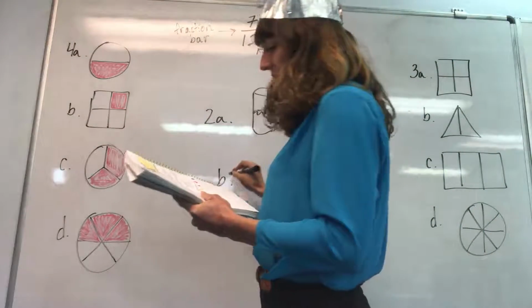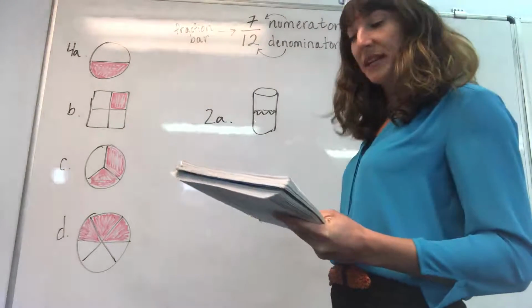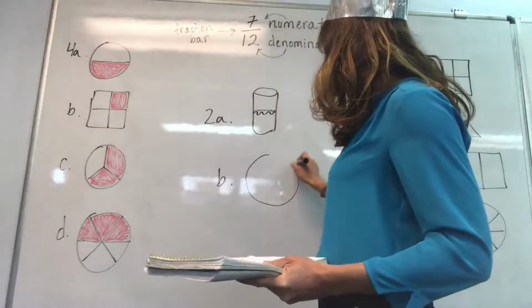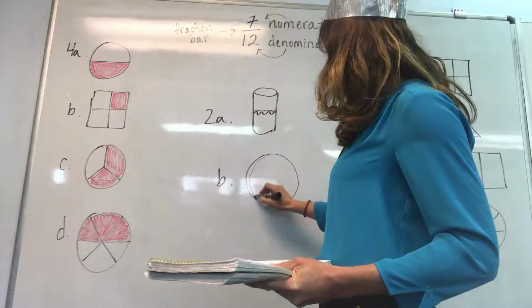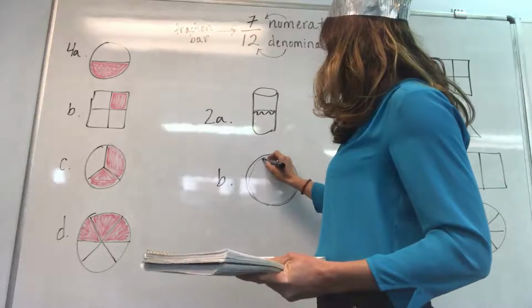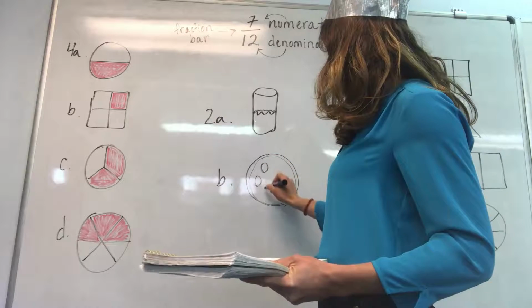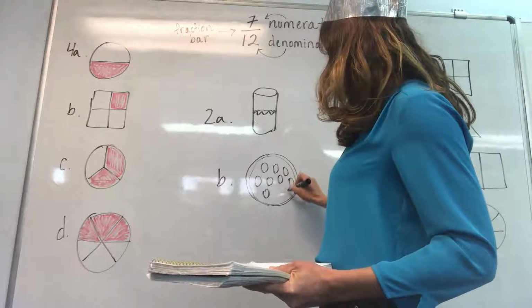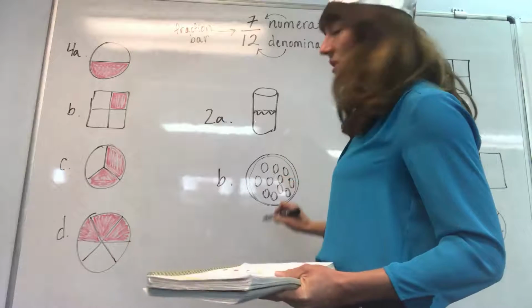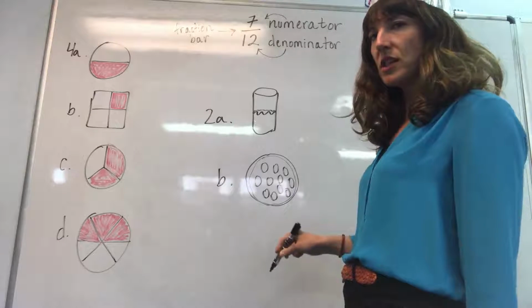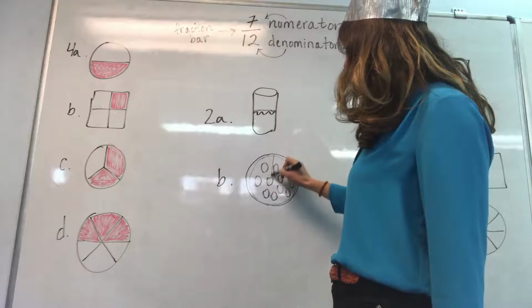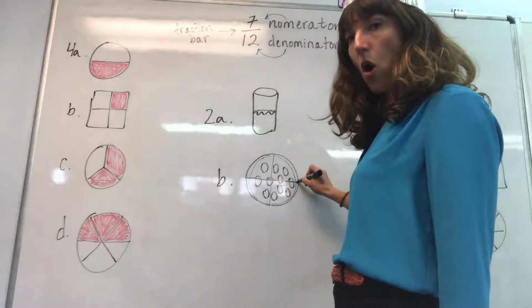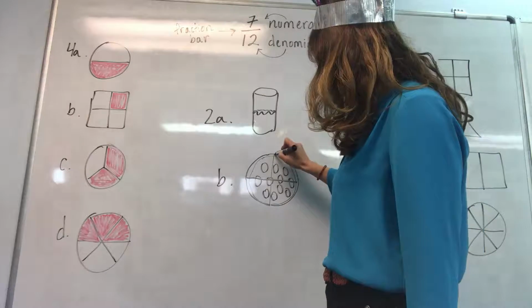Here we go. 2B. Daryl cut the pizza into 4 pieces. Well, here's my pizza with the crust. And here's my pepperoni on my pizza. Hot diggity dog. That's a pepperoni pizza. And you cut it into 4 pieces. Let me make that thicker for you.